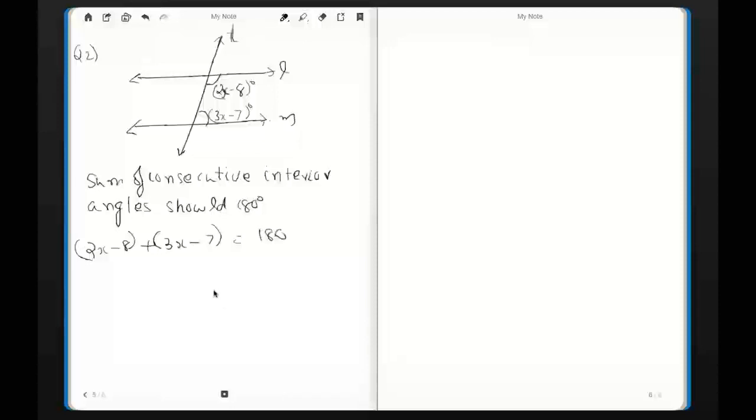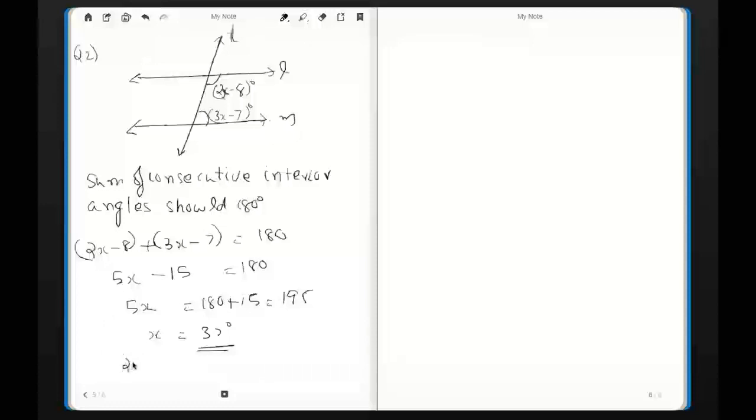180 degrees, right? Which basically means 5x minus 15, I've just summed it up, is equal to 180, which means 5x equals 180 plus 15 by transposition, which is nothing but 195, which gives me x equal to 39 degrees.